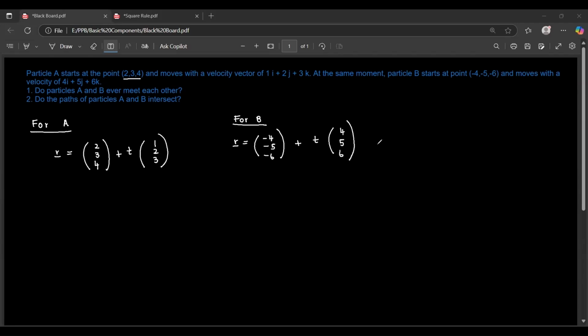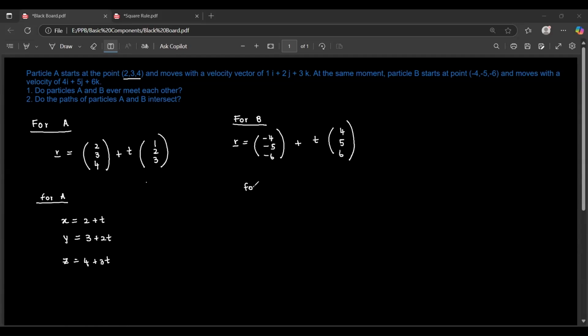If particles A and B ever meet each other, for example when t = t naught, then particle A and particle B should have the same position vector. That's the idea. Whenever you're dealing with these types of questions, always first of all write down the parametric equations. So for A, x = 2 + t, y = 3 + 2t, z = 4 + 3t.